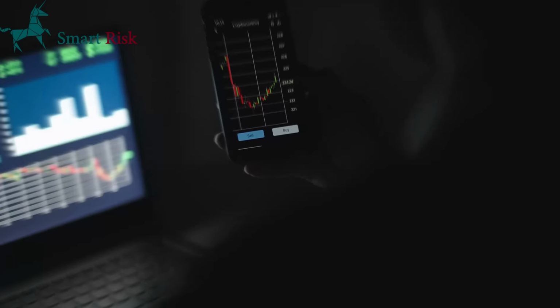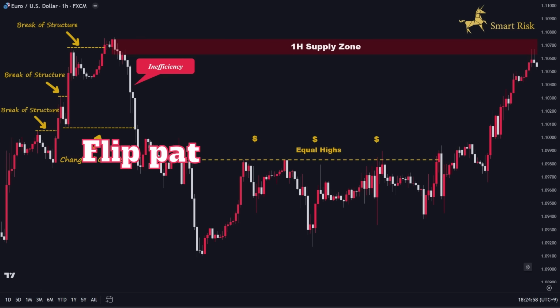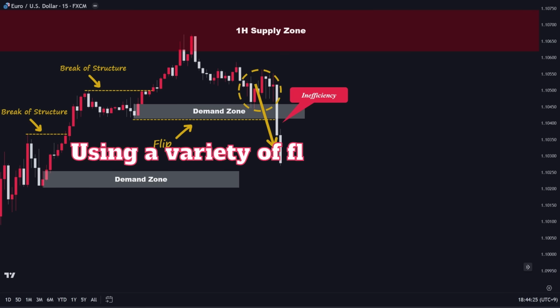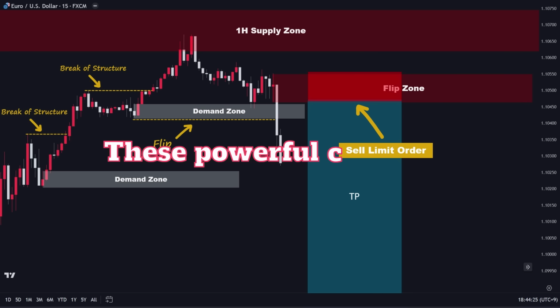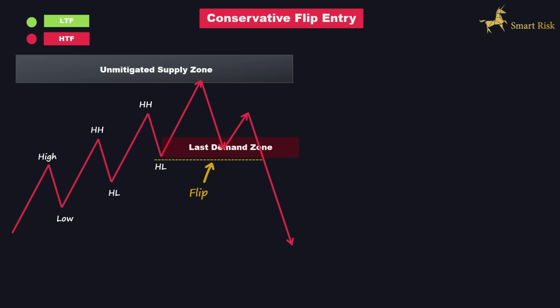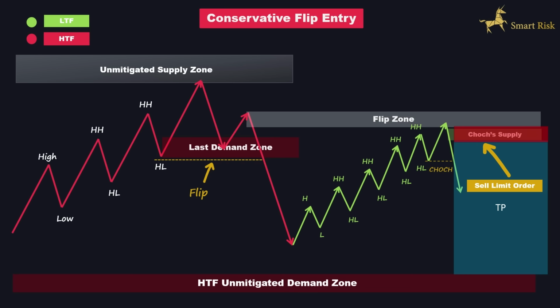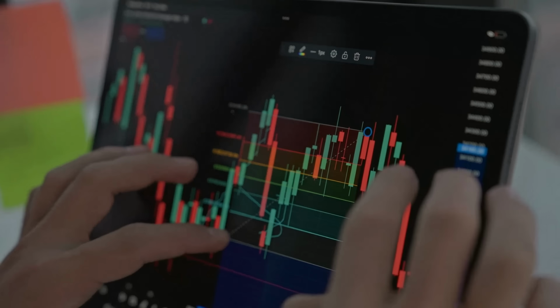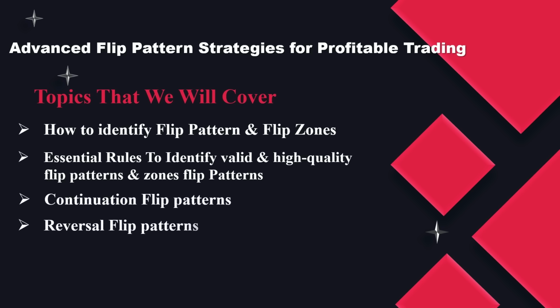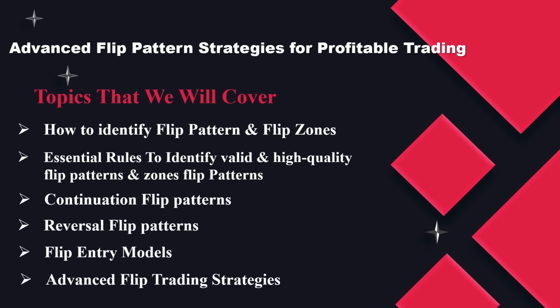In this episode, we will present an advanced tutorial on smart money concepts, delving into the effective identification of flip patterns and flip zones. Our aim is to demonstrate how to set up high-probability trades using a variety of flip entry models. These powerful concepts are the cornerstone of smart money strategies, and neglecting them in your trading plan may leave you a step behind the market, and potentially leave you lagging behind the ever-changing market trends. By understanding and incorporating these essential techniques, you'll gain the expertise to identify high-probability trade setups and make well-informed trading decisions. Empower yourself with this knowledge and stay ahead in the dynamic world of trading.